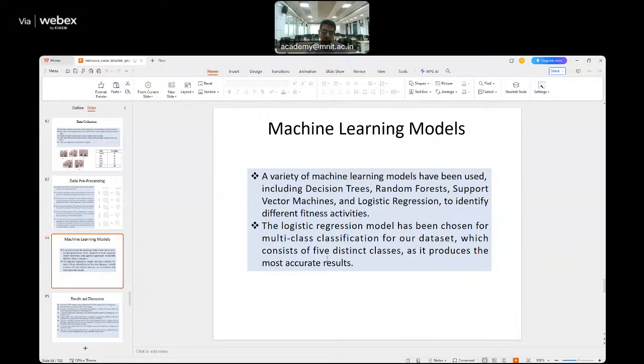Machine learning models such as decision trees and random forest have been used to identify different fitness activities. As we have already seen earlier, the logistic regression model has proven very accurate.